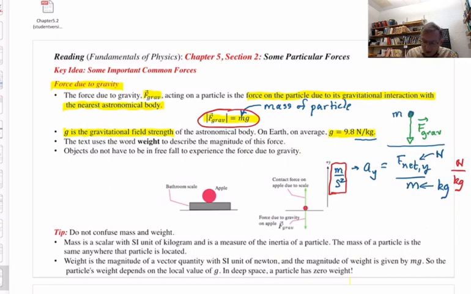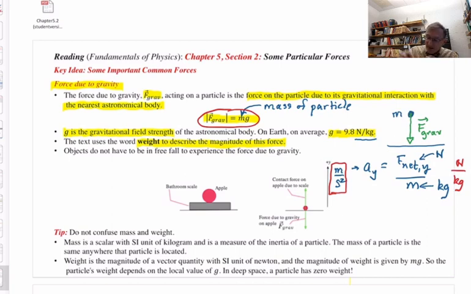You will find in your book that the text uses the word weight to describe the magnitude of this force. The magnitude of the force due to gravity on a particle is its weight, W-E-I-G-H-T. And we'll use that from time to time, but please note what we mean. When we say weight of a particle, we mean the magnitude of the force due to gravity acting on it.